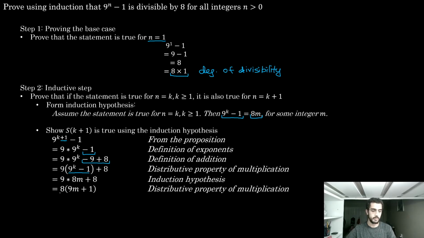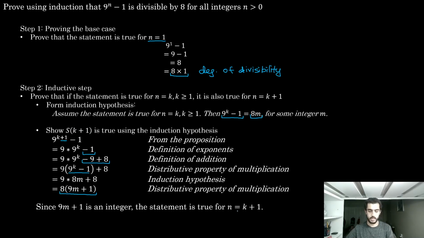So what do we have here? Well, we have the product of 8 and 9m plus 1. Since 9m plus 1 is an integer, and we have the product of 8 and an integer, we know that the statement for n equals k plus 1 is divisible by 8. So we know that the statement is true when n equals k plus 1.